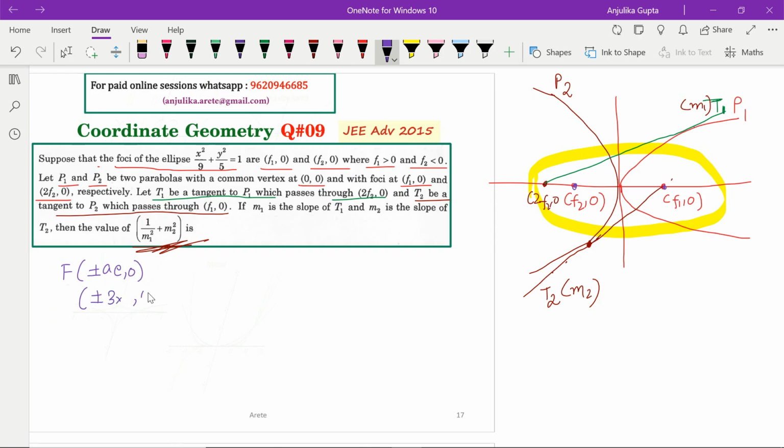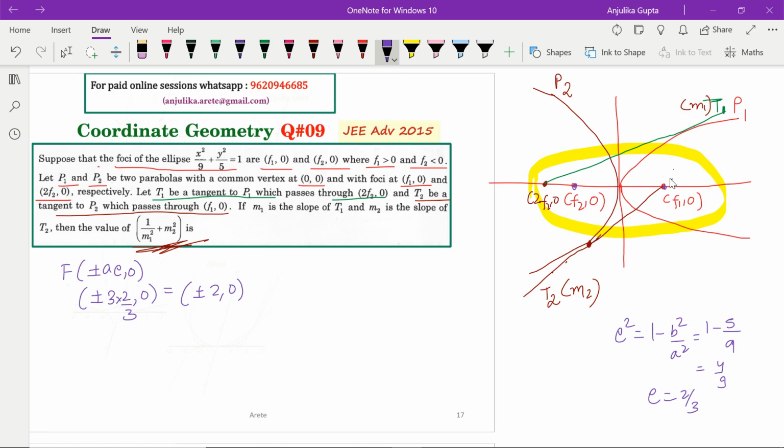I don't know the eccentricity of this ellipse. Can you get the eccentricity? E square is 1 minus b square by a square. That's the formula. B square is what? 5. 5 upon a square, 9. So you get 4 over 9, and then e value you got to be 2 over 3. As simple. So what is that value? Plus minus 2 comma 0.